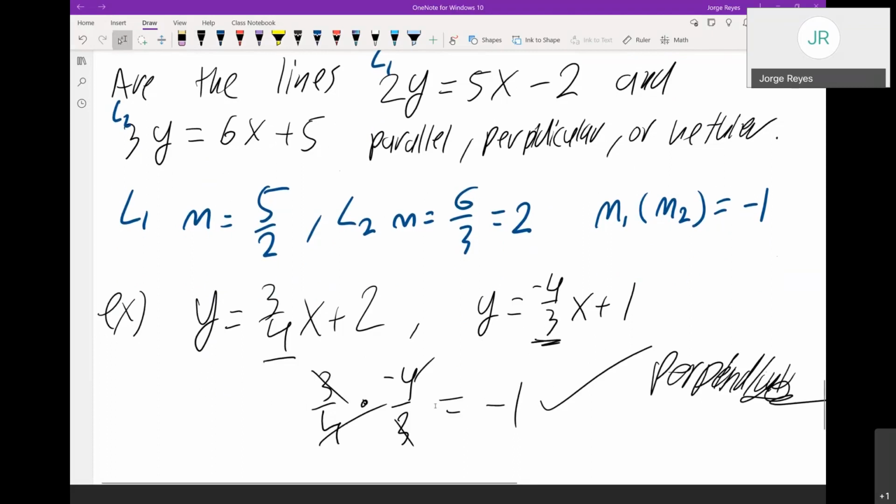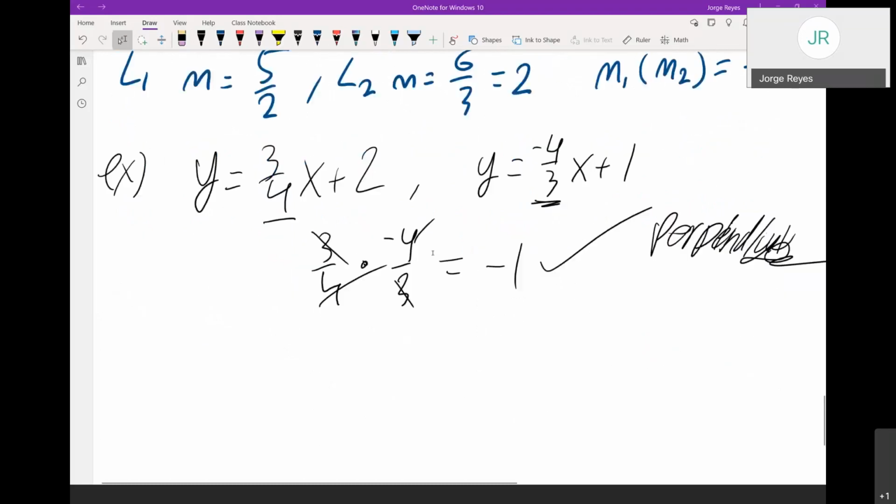Now the next set of questions are a little more complicated than just are these lines parallel or perpendicular?